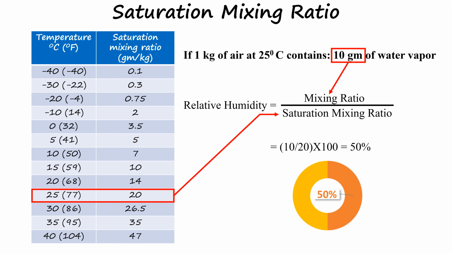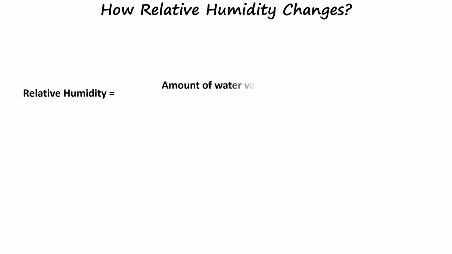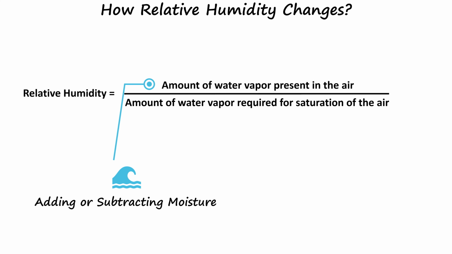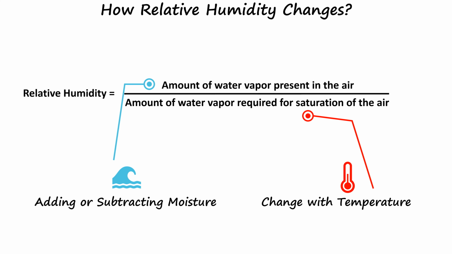Now that we have solved an example, let's move on to the factors that can affect relative humidity. Let's revisit the mathematical definition of relative humidity. The numerator represents the actual water vapor in the air, and the denominator is the saturation mixing ratio, which depends on temperature. So, if we add or remove water vapor, we are changing the numerator, while changing the temperature alters the denominator. So, let's think about what happens to relative humidity when we change the water vapor content without changing the temperature.